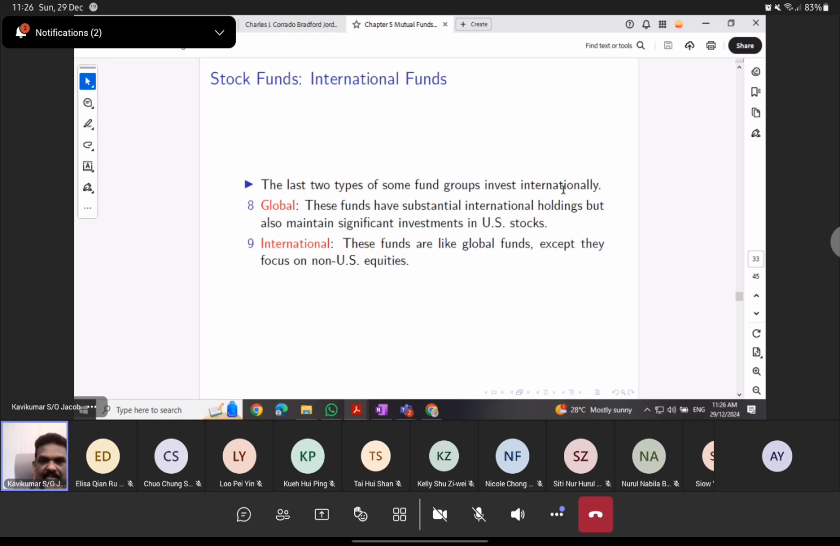There are two types of fund groups that invest internationally: global and international. Global funds have substantial international holdings, but also maintain significant investment in US stocks. International funds are like global funds, except they focus on non-US equities. International means other countries. Global means including the US.